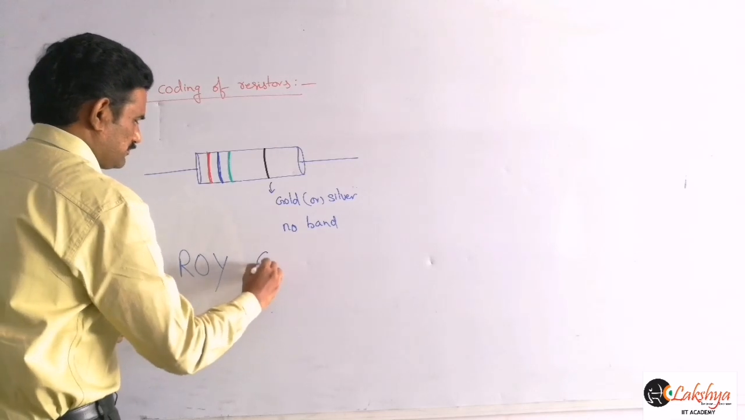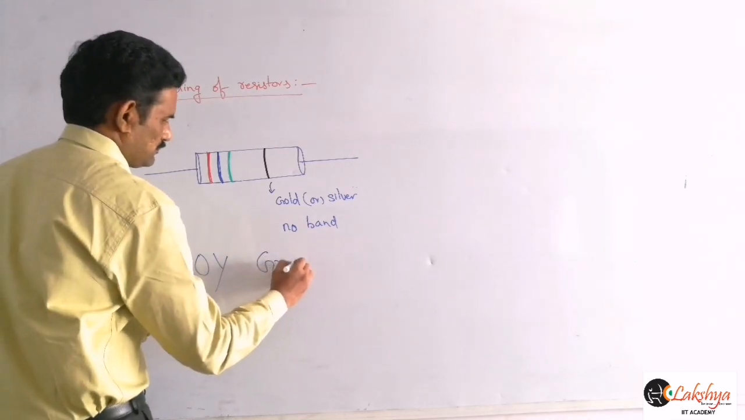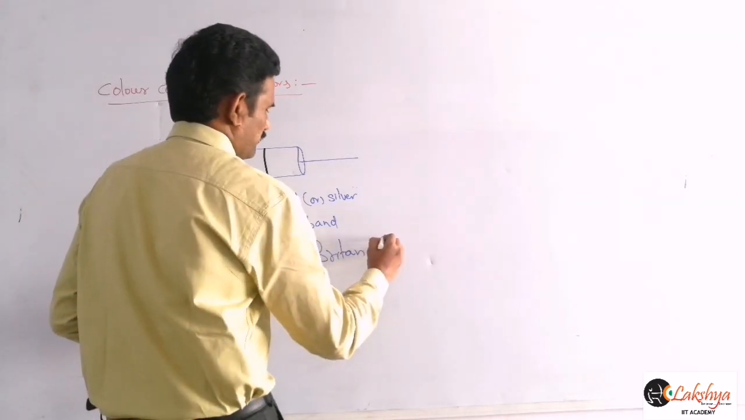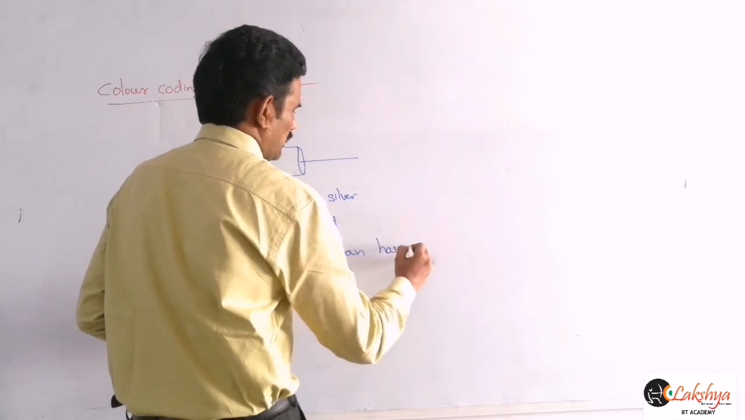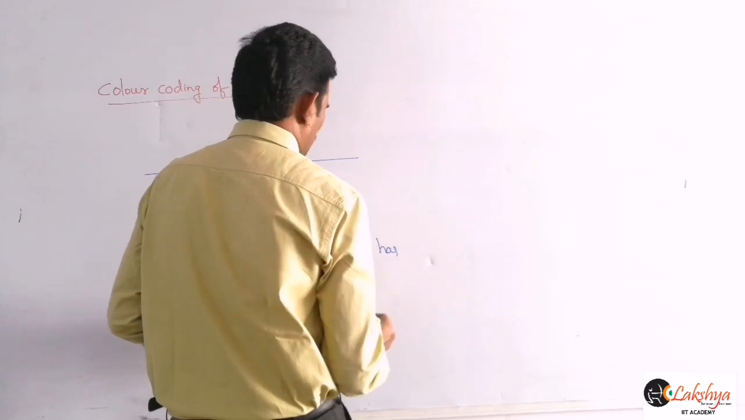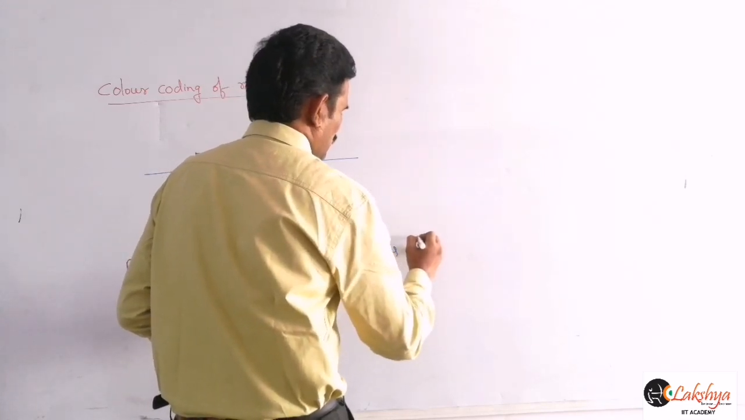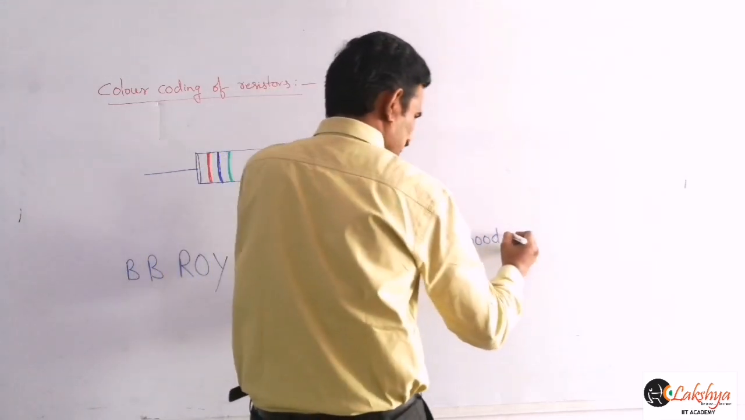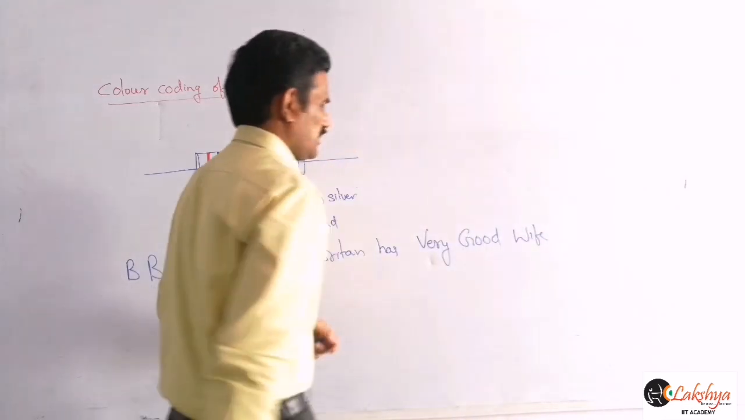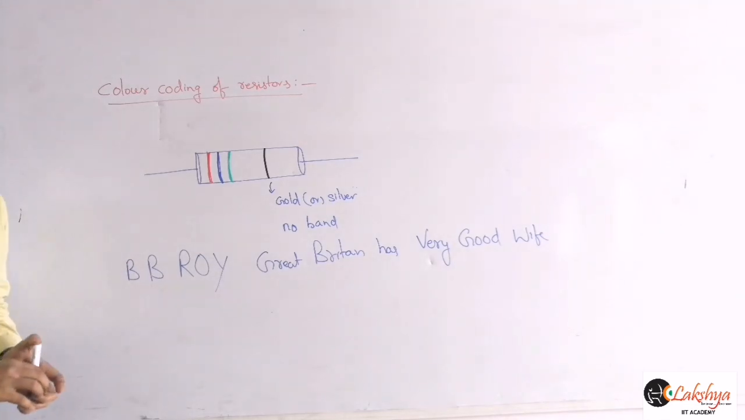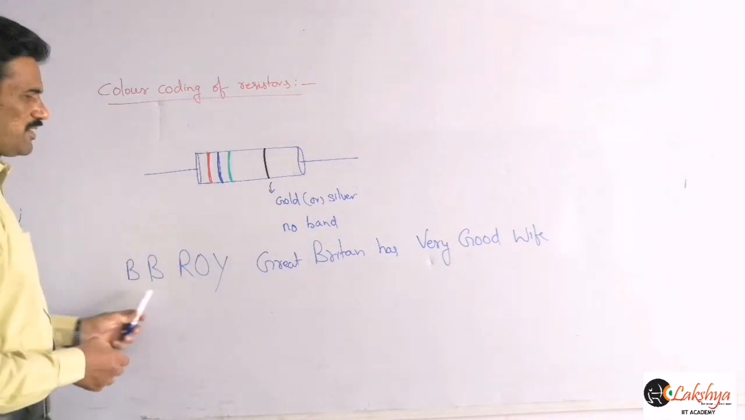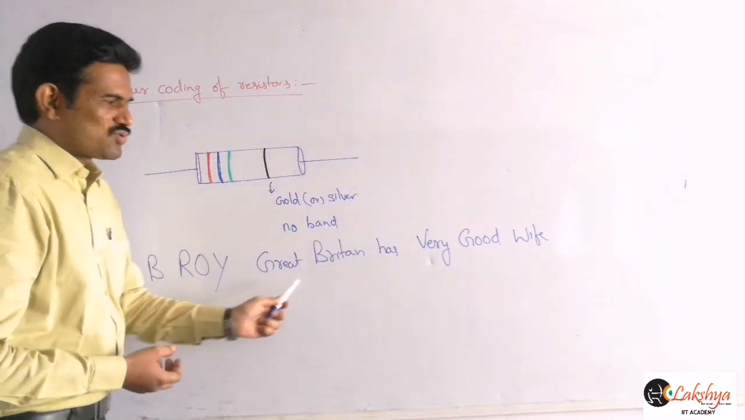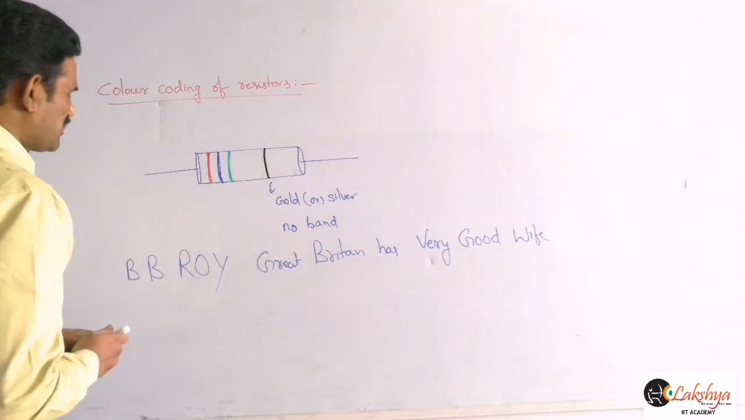B.B. Roy Great Britain has a very good wife. To remember the color coding of the resistors, this is one of the simplest ways. B.B. Roy Great Britain has a very good wife. Or we can also say B.B. Roy goes to Bombay via Gateway. We can also mention it like this.